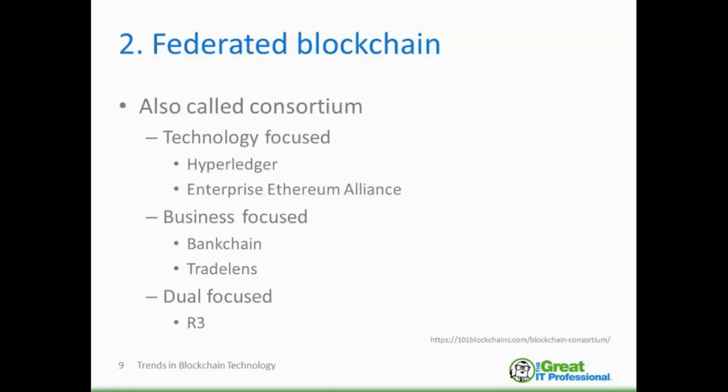This concept, the federated blockchain, is also called a consortium. And here we have three types of consortium approaches. One is more along the lines of technology focus. The other is business focus. And the third is dual focus. It has all these components. And here in the bullets, we have a few examples.